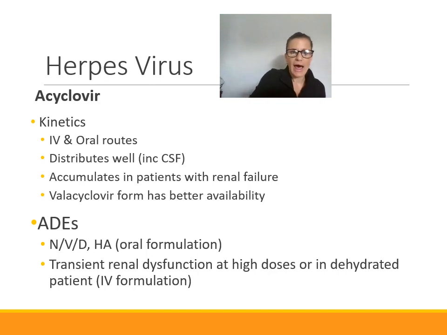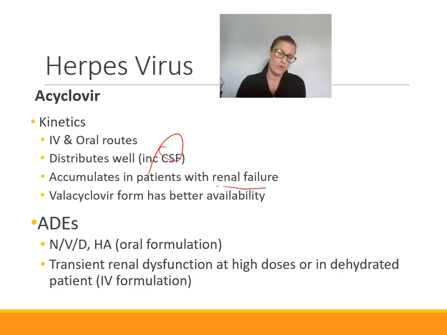Acyclovir is available via IV and oral routes. It's also available topically, but it doesn't have proven efficacy when used topically. So I do not recommend topical acyclovir. It does distribute well into body fluids, including the CSF, which is why it's recommended in HSV encephalitis. It is cleared by the kidneys, so acyclovir does accumulate in patients with renal failure, so we do have dosage adjustments that are necessary when there's kidney dysfunction present.